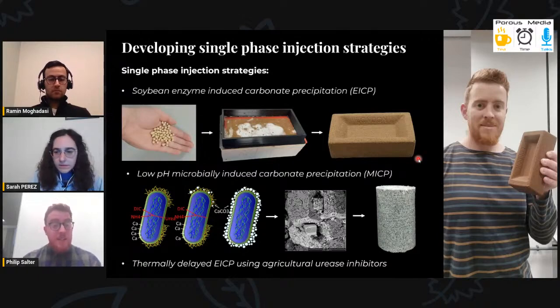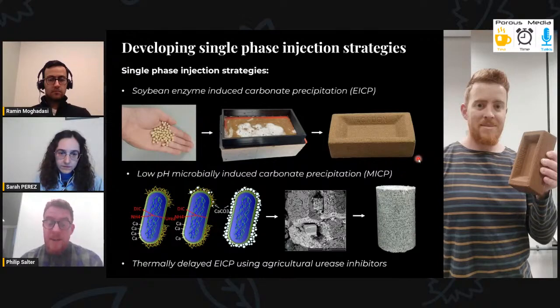So the first of these is soybean enzyme-induced carbonate precipitation, where we take advantage of the naturally lower pH of soybeans, which delays the crystallization reaction by 2 to 4 hours. The second is low pH microbially induced carbonate precipitation, which follows a similar mechanism, but requires an additional acid. Typically, we use acetic acid due to its high buffer capacity, which also delays the onset of crystallization. And third is delayed EICP using agricultural urease inhibitors.